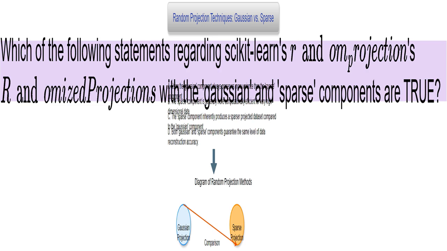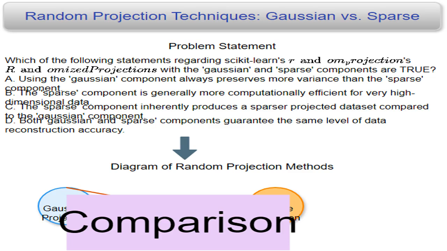Each statement presents a different claim regarding these methods, focusing on variance preservation, computational efficiency, data sparsity, and reconstruction accuracy. This section would ideally contain a table summarizing the key differences between the Gaussian and sparse random projection methods. It could compare things like computational cost, sparsity of the output matrix, variance preservation, and reconstruction accuracy. We can infer the comparison from the preceding text.